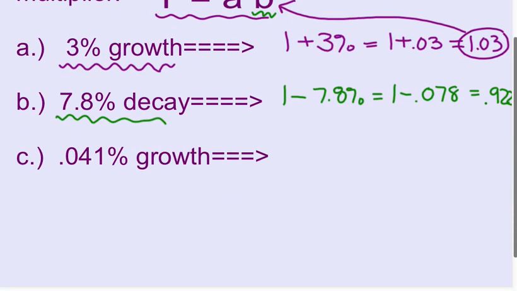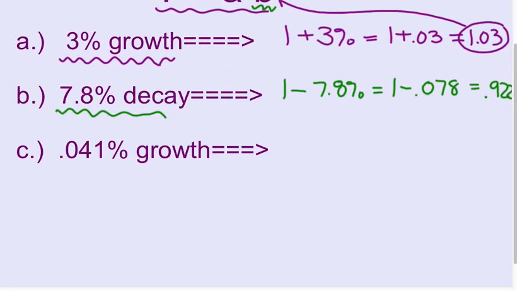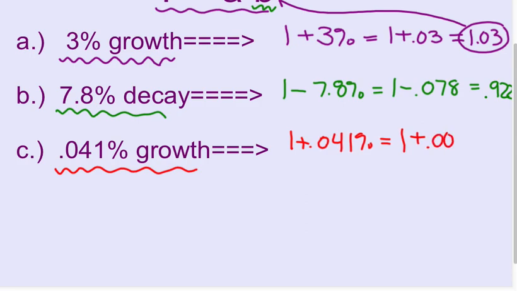And then the last one is another growth rate multiplier. So it's 1 plus 0.0041. Let me just erase that. Percent. So we're going to move it 2 places to the left, so it's getting to be an even smaller number. All right, so when we add that together, we get 1.00041. And that is your growth rate multiplier.